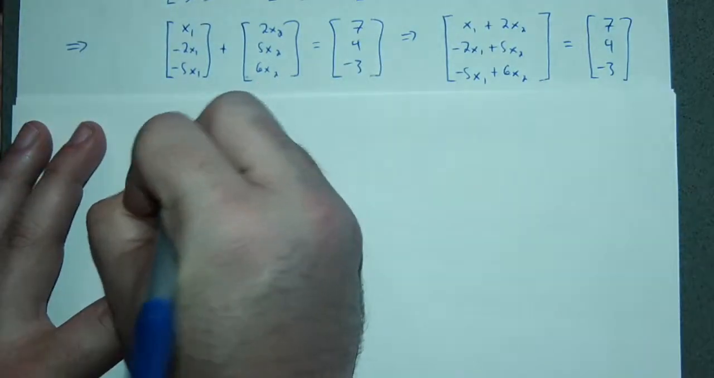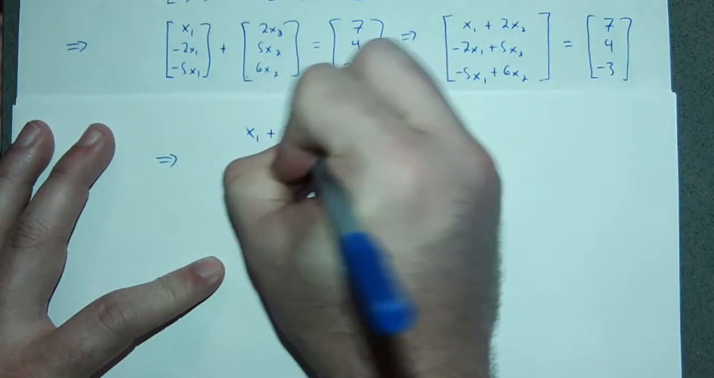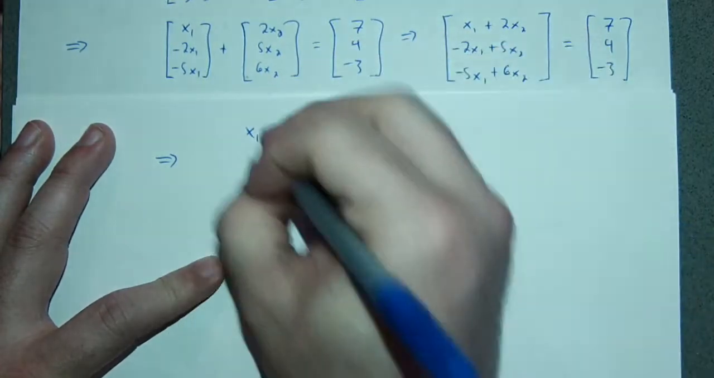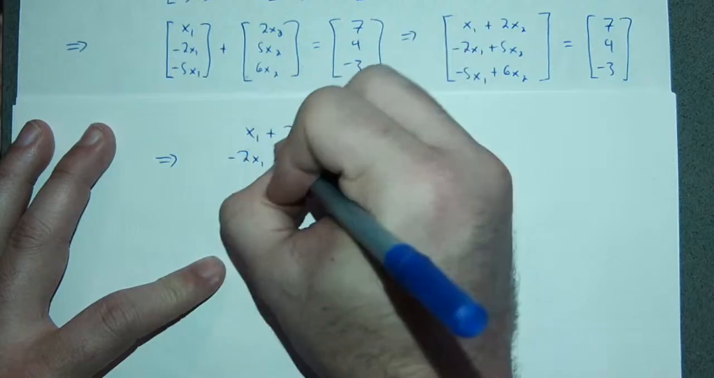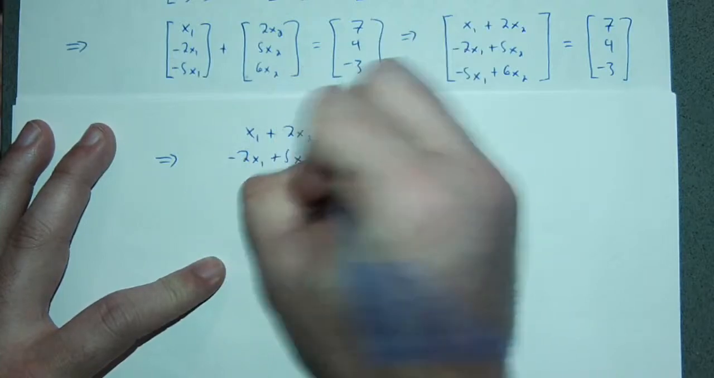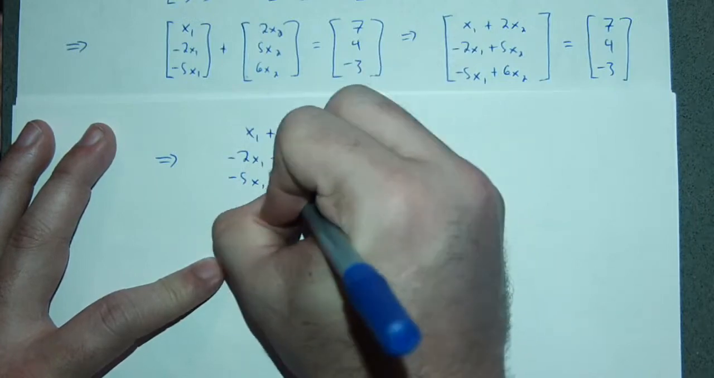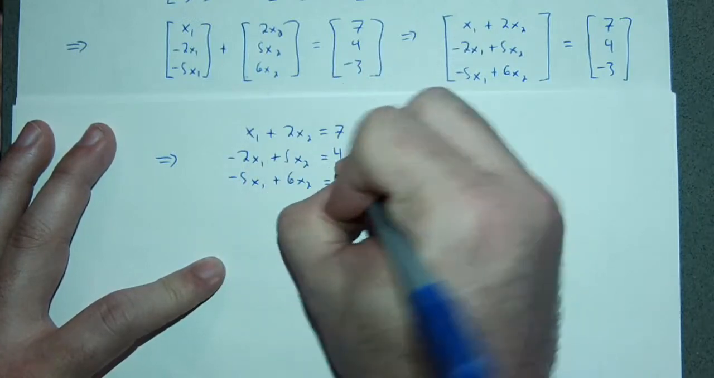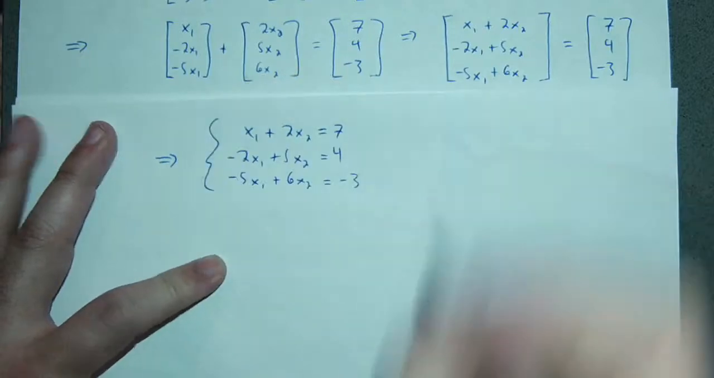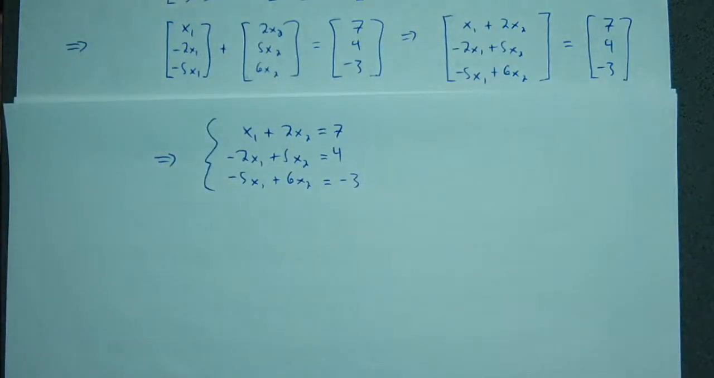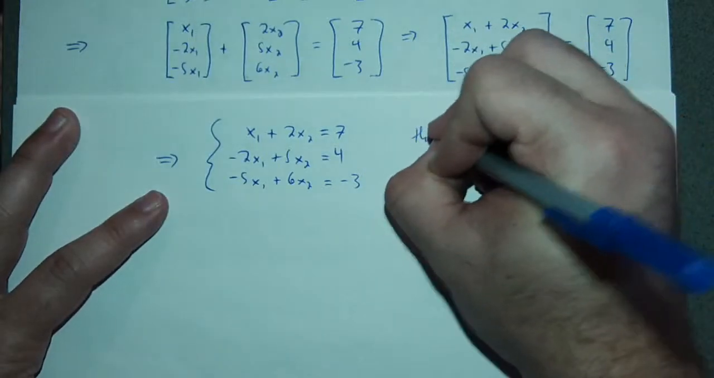x sub 1 plus 2x sub 2 is equal to 7. Minus 2x sub 1 plus 5x sub 2 is equal to 4. And minus 5x sub 1 plus 6x sub 2 is equal to minus 3. All those have to be true simultaneously, and so this is just a linear system.